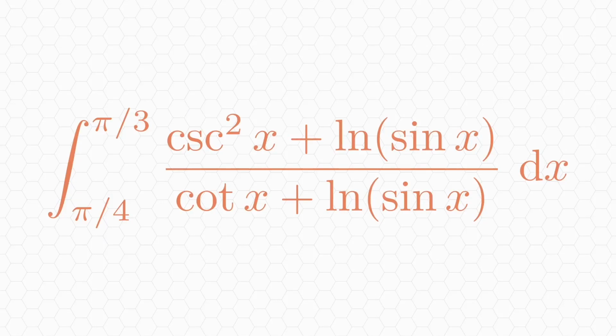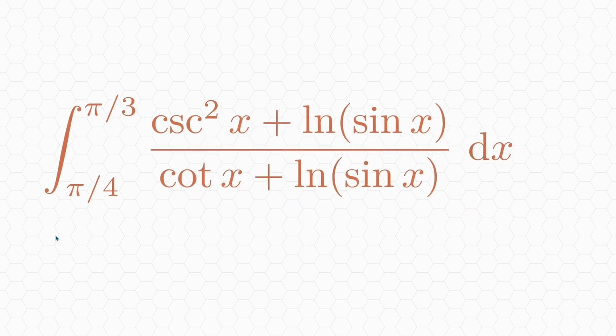Hello, welcome back. For this video, we will be evaluating the integral of (cosecant squared x plus ln of sine x) all over (cotangent x plus ln of sine x), evaluated from pi over 4 to pi over 3. I suggest that you try this first on your own before looking at my solution. And if you're ready, let's go.